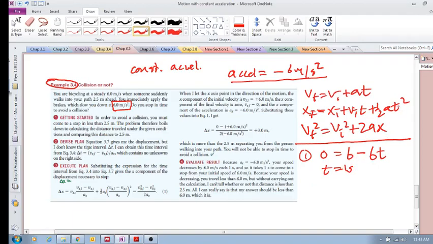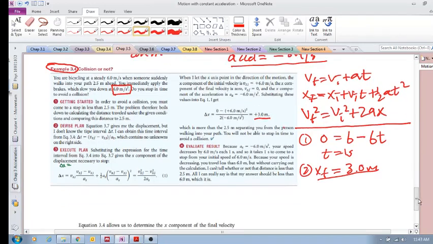Now I've got time, I've got my acceleration minus 6, I've got my initial velocity, which is what? It is 6. My initial position is 0. And then I can get X final, which you'll see is 3 meters. Okay? So using these two equations, I am able to solve the answer and say, well, I get 3 meters, and so I'm not going to stop in time to avoid colliding.